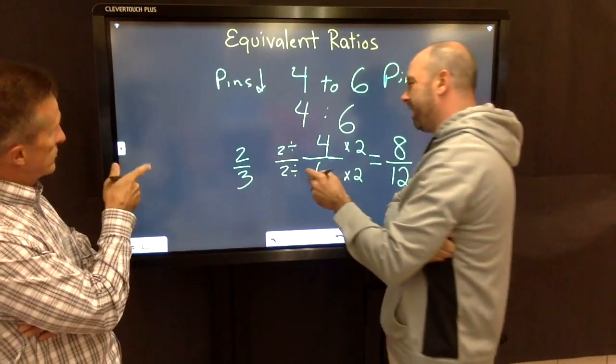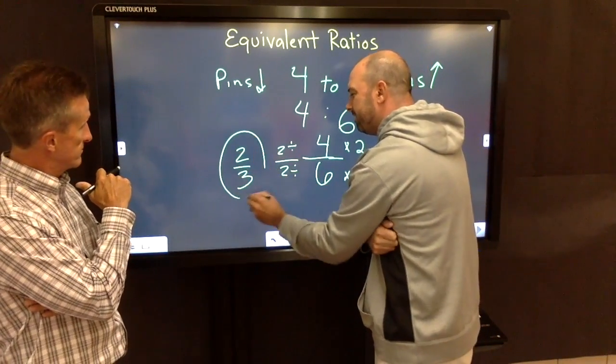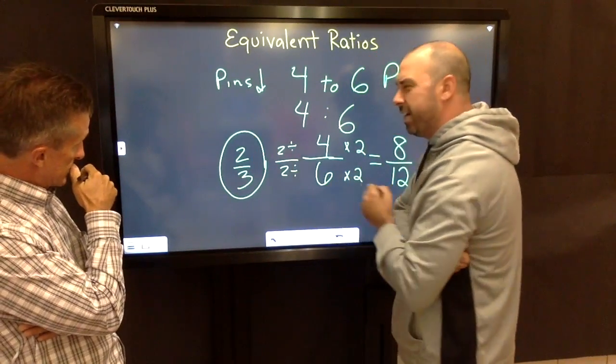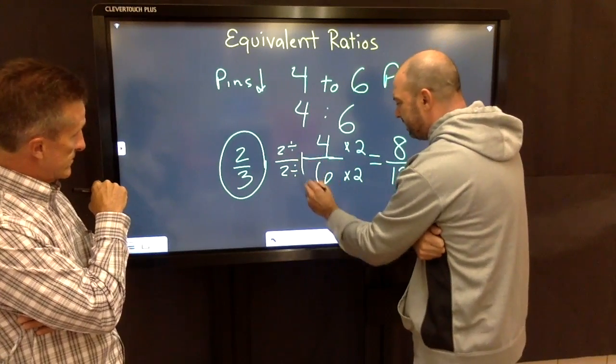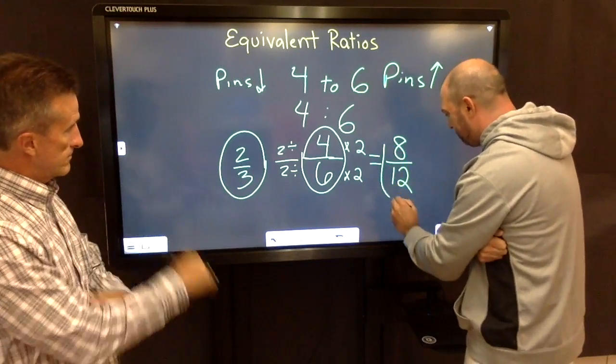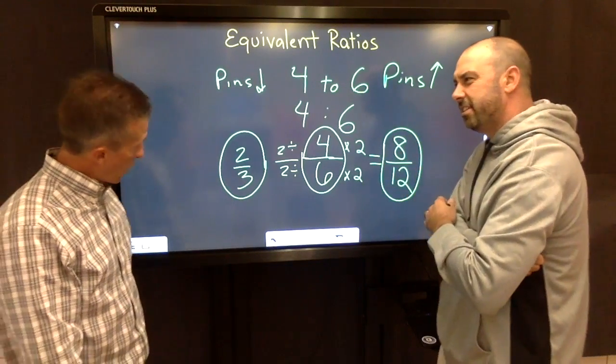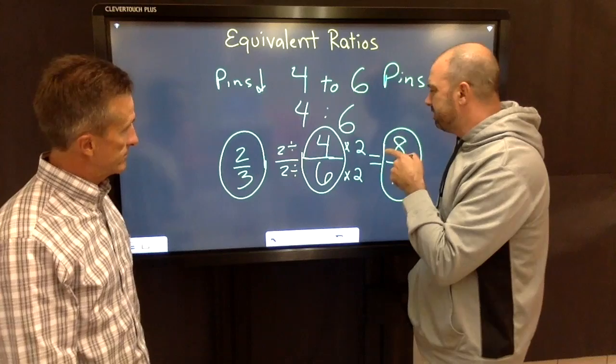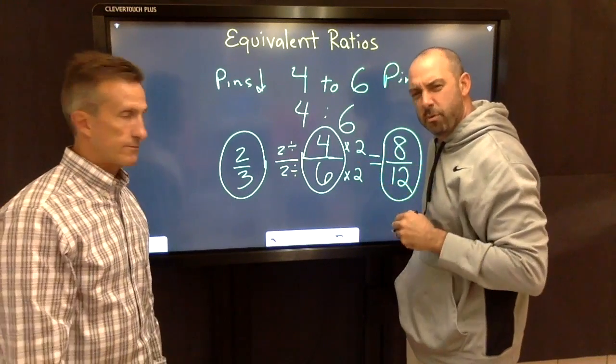So what you're telling me is that if I knock down 2 pins and had 3 up, that's the same as 4 pins with 6 up and 8 down pins with 12 up. Those are all the same ratio. So they're equivalent. Equivalent ratios.